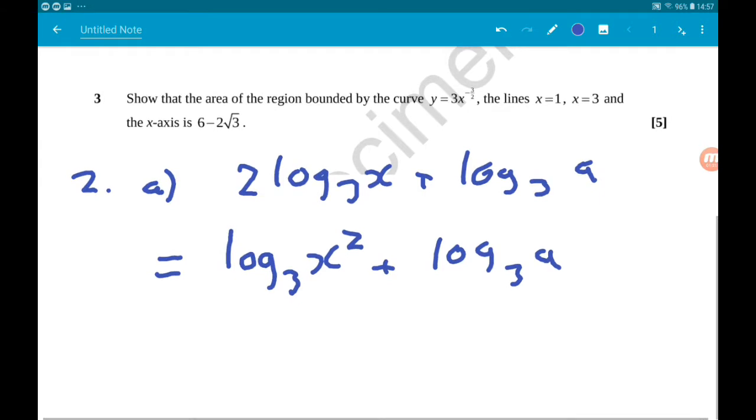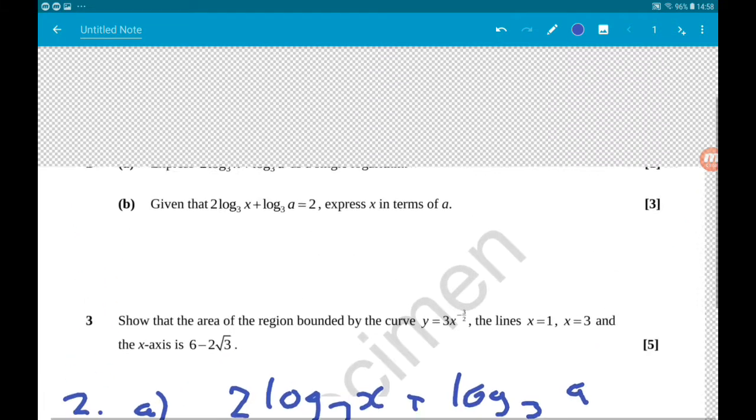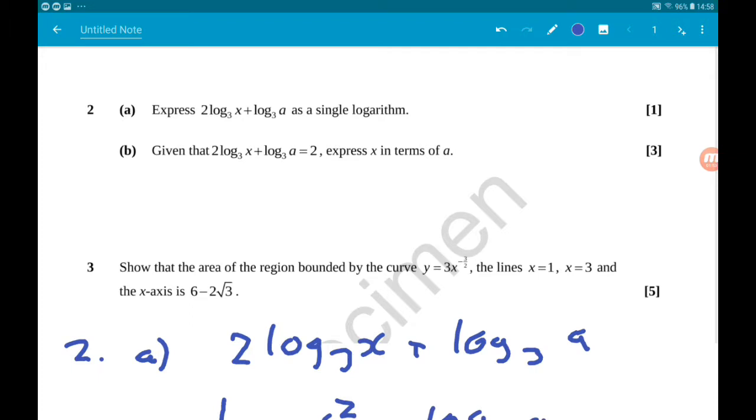Okay, then we can use the addition rule for logarithms. So we're going to get log base 3. When you add logs together, the things in the logs multiply together. So we're going to get ax squared. Boom. Okay, then part B for 3 marks says given that 2 log base 3 of x add log base 3 of a is equal to 2, express x in terms of a.